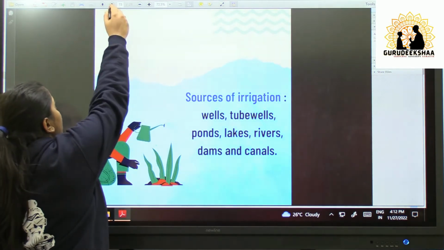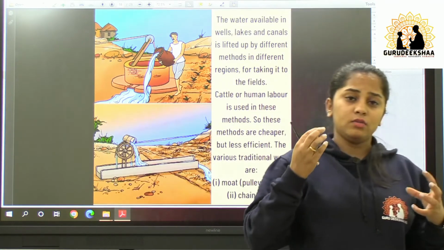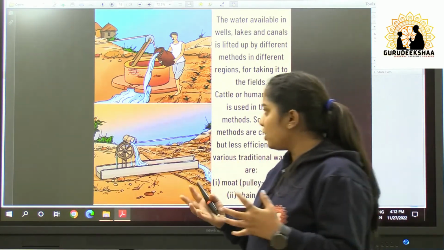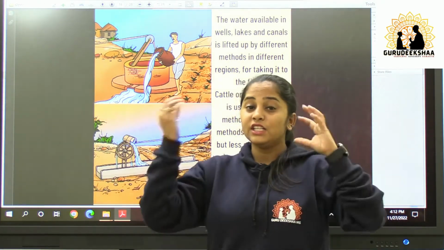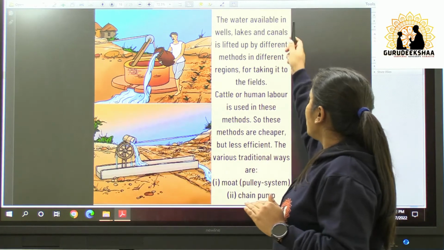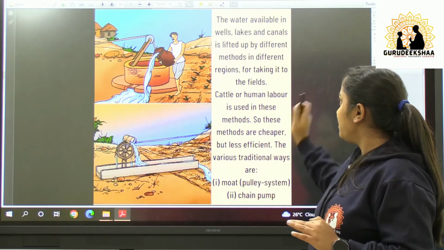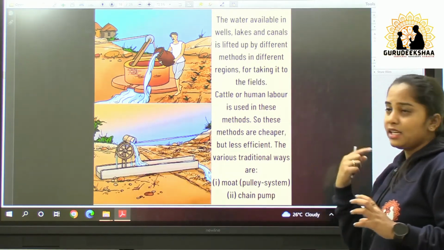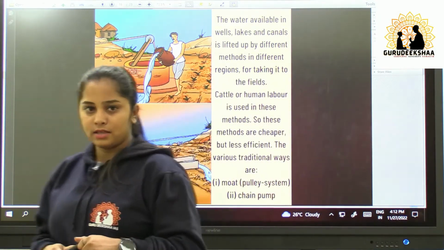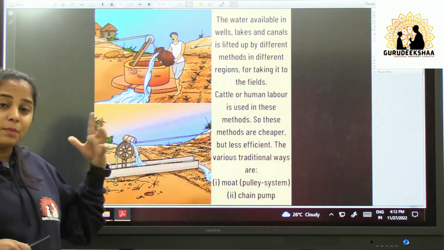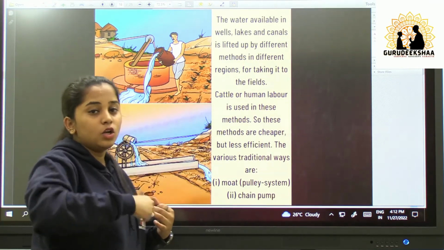So now we'll see how they were pouring the water onto the plants. Is it manually, or did they use some mechanism? In ancient days, the water available in the wells, lakes and channels was lifted by different methods and taken into the field. Cattle or human beings were used as the methods. The laborers or the cattle used to take the water from the well to the field.